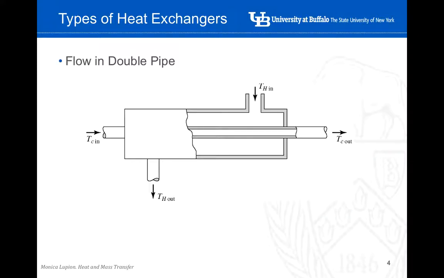Some examples. This is a diagram of a double pipe heat exchanger, and you can see here that there is one fluid that gets inside of a pipe, and then the other fluid goes following this line here.